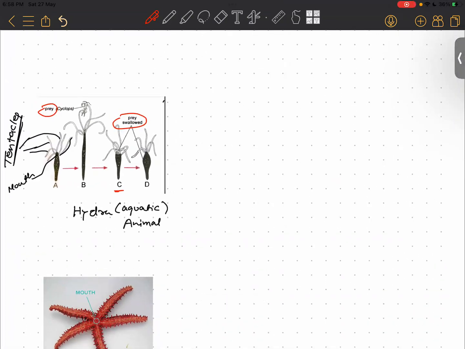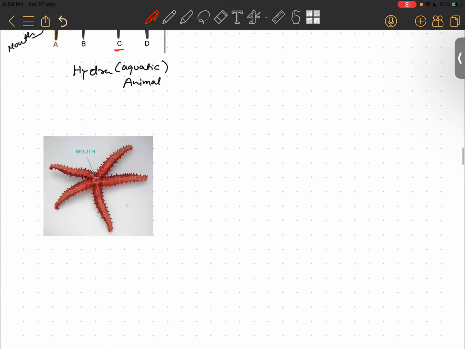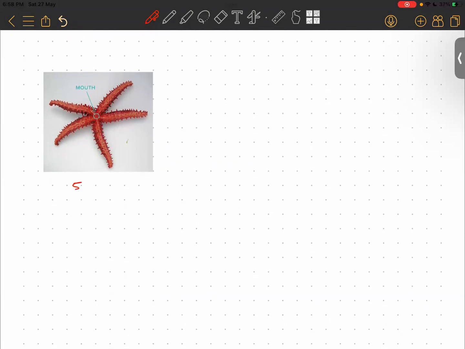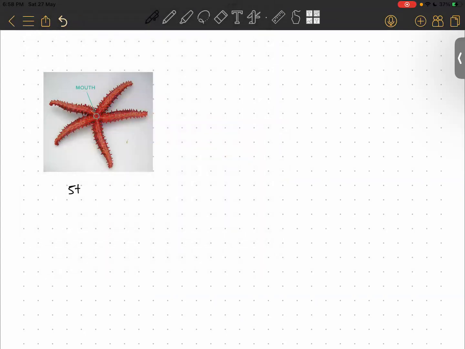Okay, so I was talking about this hydra, which is an aquatic animal. You see, it has tentacles attached to its mouth. And what happens when a prey comes nearby this tentacle? It entraps the prey and injects poisonous juices into its body. The prey dies, and afterwards it engulfs the prey. So that is what happens in the hydra. Now, another interesting aquatic animal here is, what is its name? Starfish. That is a starfish. Now, any idea how a starfish takes its food?